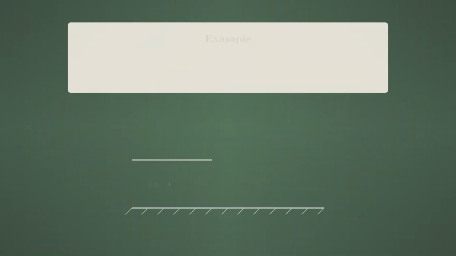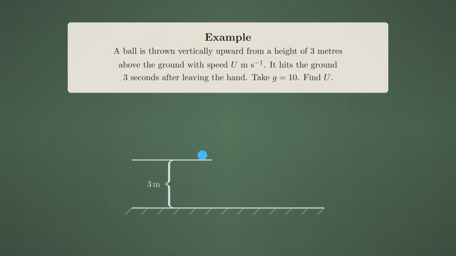So let's say a ball is thrown vertically upwards from a height of 3 meters above the ground with a speed of u meters per second. It hits the ground 3 seconds after leaving the hand. Take g is equal to 10 and find u. So step 1 here is to pick a direction.